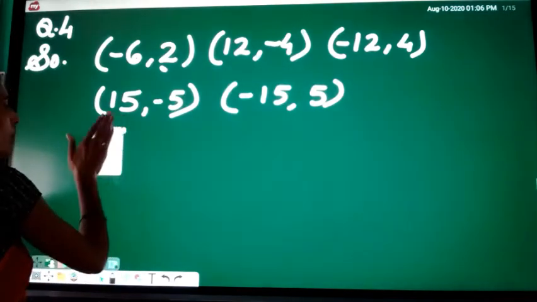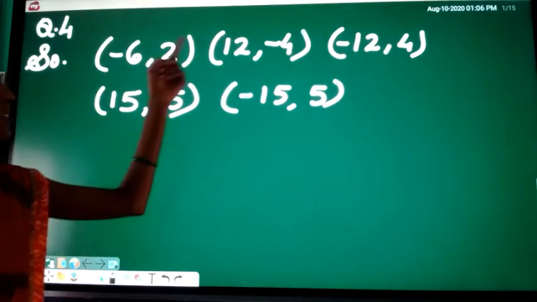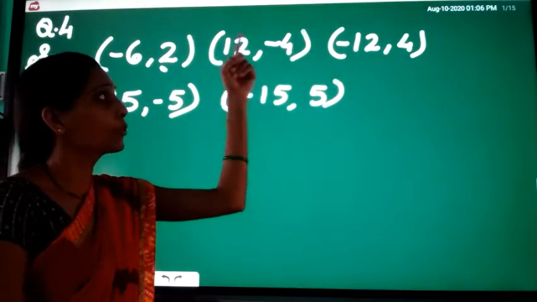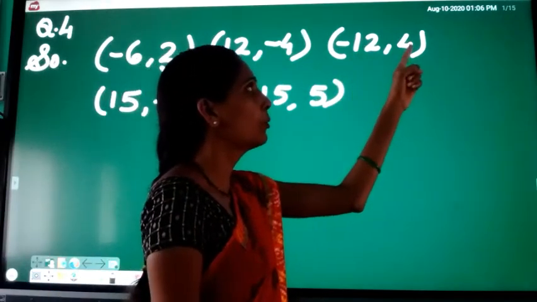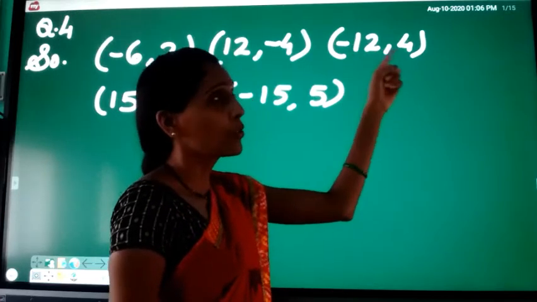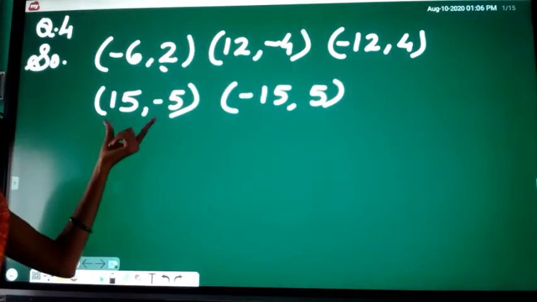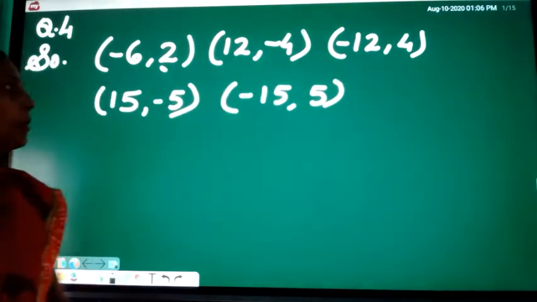Okay, so when we divide -6 by 2, the quotient will be -3. When we divide 12 by -4, the quotient will be -3. Now in the next pair, 12, -12 and 4, it means when we divide -12 by 4, the quotient will be -3. In such pairs we will get the quotient -3. In the next pair also we will get the quotient -3.